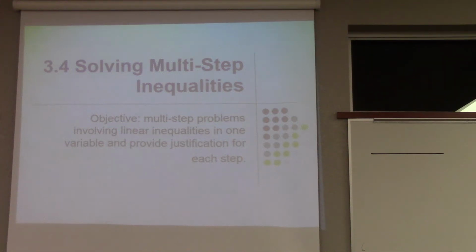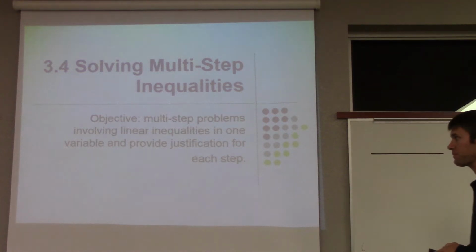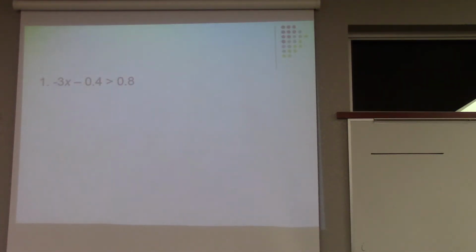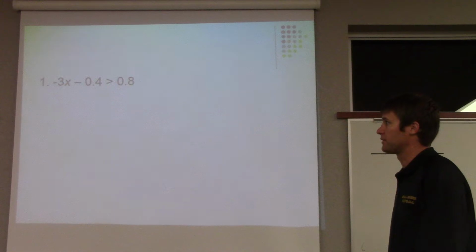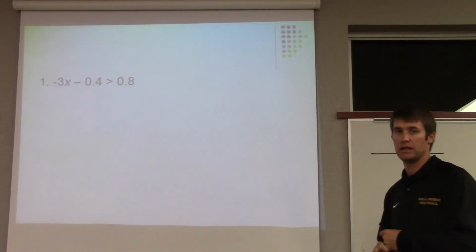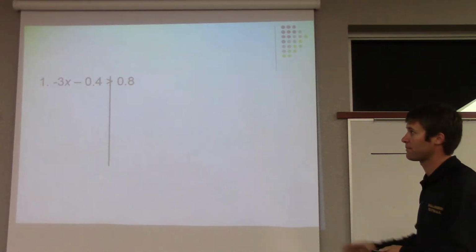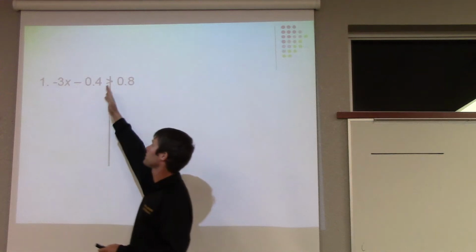Morning class. Today we're going to go over solving multi-step inequalities. So we're going to start out with our first equation, which is negative 3x minus 0.04 is greater than 0.08. So we're going to solve and graph this. First step, we want to get x by itself, so draw our line in.